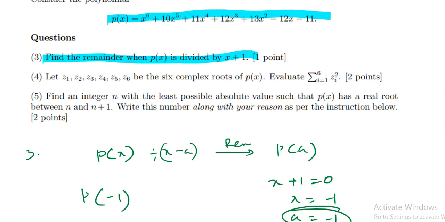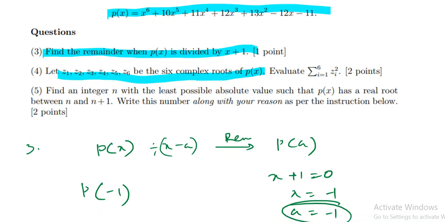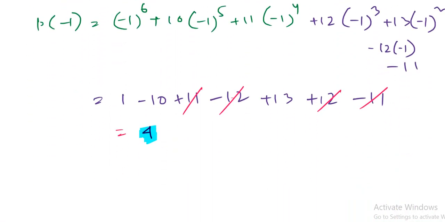So the next question: let z1, z2 up to z6 be the 6 complex roots of the polynomial p(x). Evaluate the value of the summation of i equals 1 to 6 of zi square. So how can I solve it? To find the sum of squares of the roots, we can use the identity. We can evaluate this using Vieta's formula.